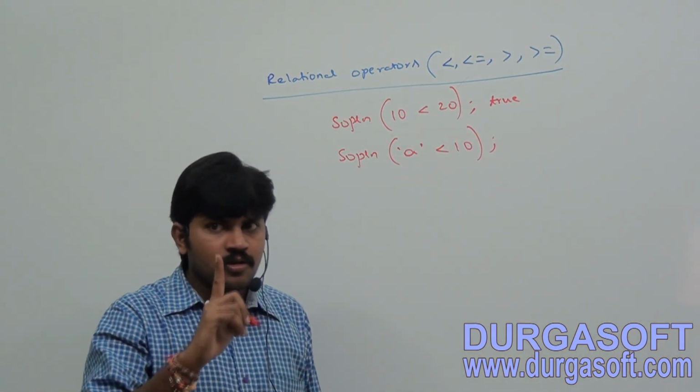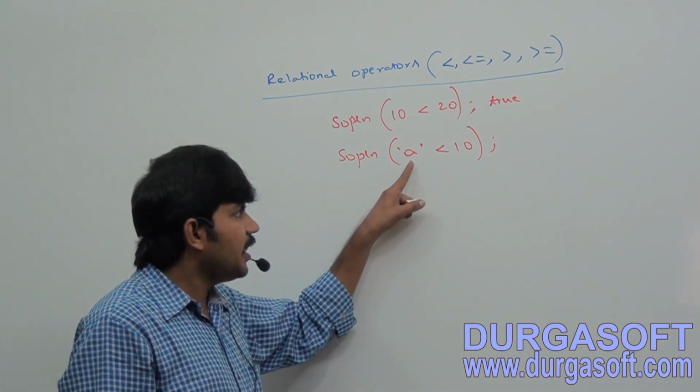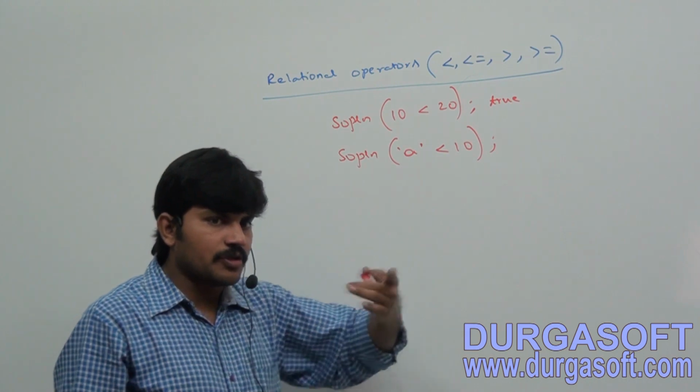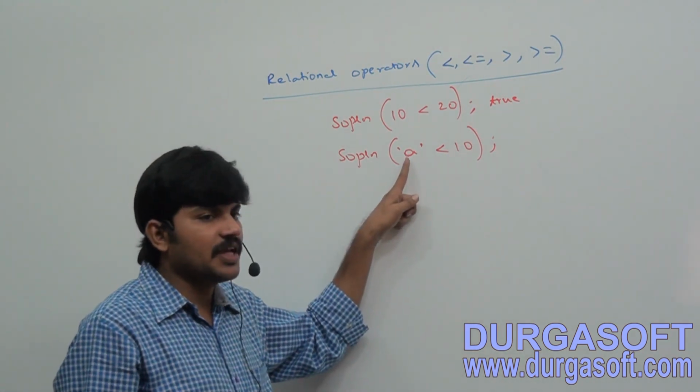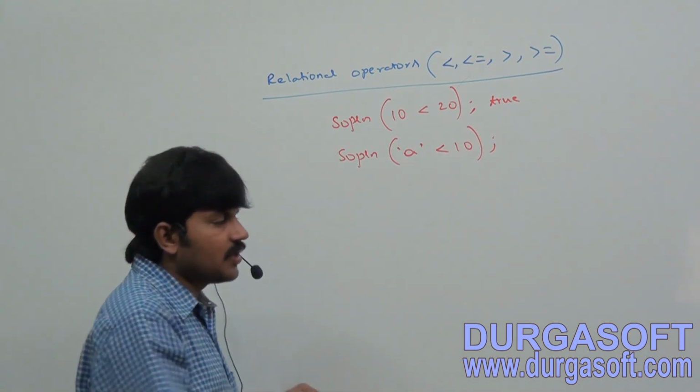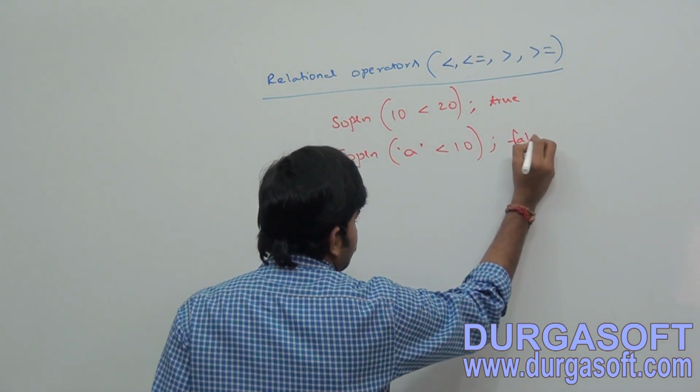Okay, valid but false, because A is a char and 10 is a number. Automatically char will be promoted to number. Now, what is the value of A? 97. 97 less than 10, true or false? False. That's why the answer is false.